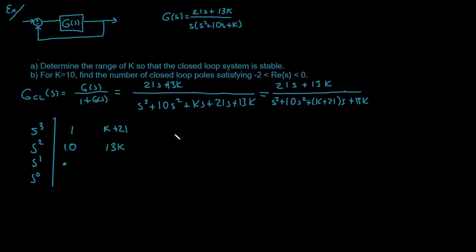So this term over here is going to be equal to (10(k + 21) minus 13k) divided by 10. That is equal to (210 minus 3k) divided by 10, which is 21 minus 3k divided by 10. Since the next entry is equal to 0, if you make the computations, the 13k will come down directly.